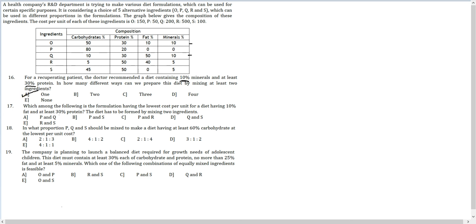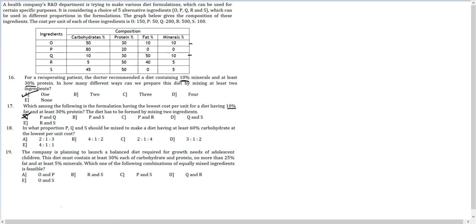Next question is, which among the following is the formulation having the lowest cost per unit for a diet having 10% fat and at least 30% protein? Okay, two constraints: 10% fat and at least 30% protein. The diet has to be formed by mixing two ingredients. Okay, so you'll have to go through options, option wise. When you look at P and Q, fat, can you get to 10? Yes. Protein, will it be at least 30? Not at all. Protein will not be 30 at all. So option A is cancelled.